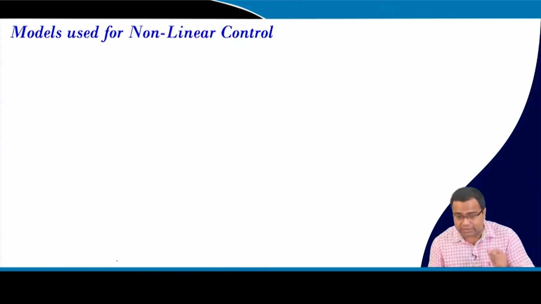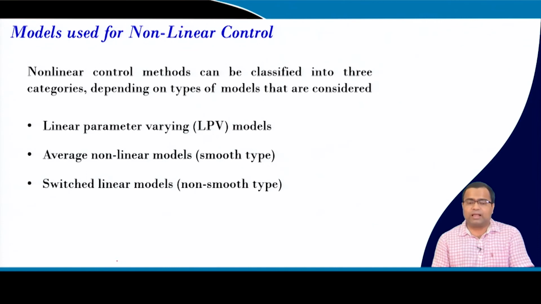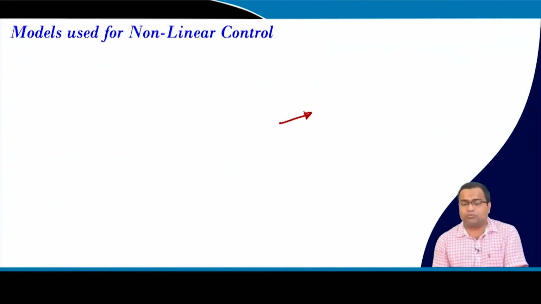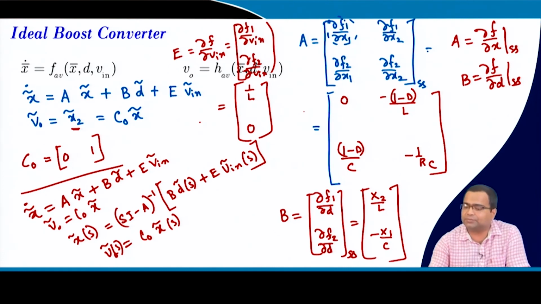Finally, for the models used for nonlinear control, we have three types of model: the linear parameter varying model, because if we go to the A matrix for this boost converter, what we found, this is my A matrix, right.